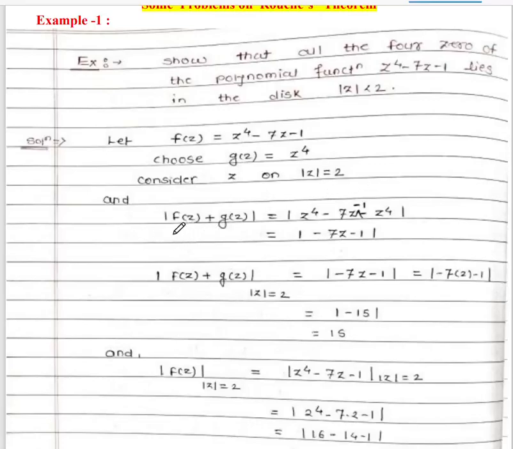And mod f of z minus g of z equal to, what is the f of z? That is z to the power 4 minus 7z minus 1, minus z to the power 4, and g of z is z to the power 4. So this z to the power 4 and this z to the power 4 get cancelled, so the only remaining term is minus 7z minus 1, and mod f of z minus g of z can be written as mod of minus 7z minus 1. So at mod z equal to 2, we will get 15.